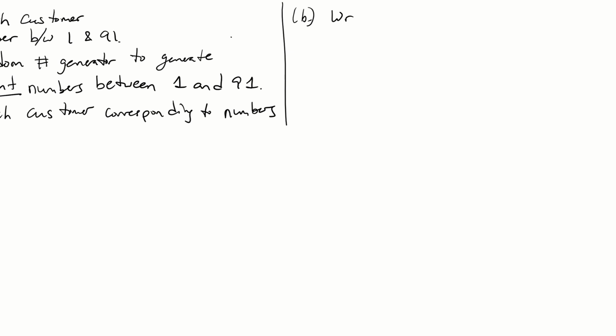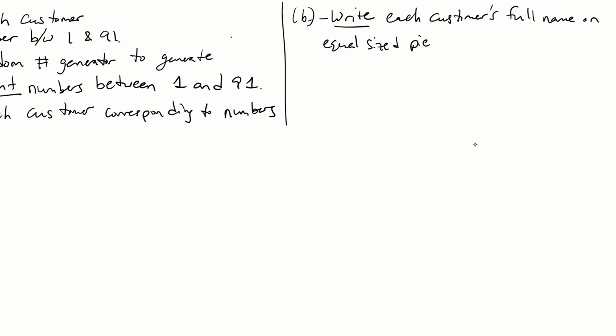So write each customer's full name on equal sized pieces of paper. Now the equal size is a detail, because if the papers are a different size, you might be more likely to pick one than the other, right? So we want to make sure everybody has the same chance of being selected. So equal size slips of paper, and let me use the word slips of paper.